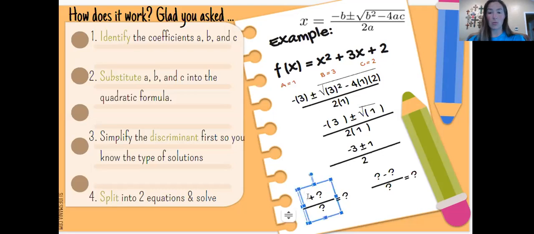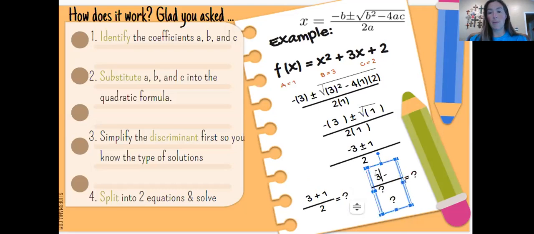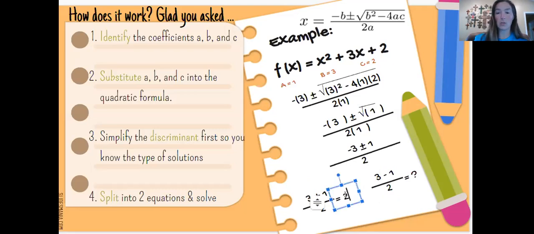So my answers would be negative 3 plus 1 over 2. And this one would be negative 3 minus 1 over 2. And now we'd want to figure out what those solutions are. Well, 3 plus 1 is 4. 4 divided by 2 is 2. So my solution here would be 2. 3 minus 1 is 2. 2 divided by 2 is 1. So those would be my solutions.